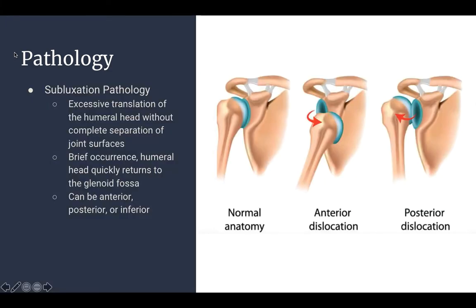Next, we have the subluxation pathology. Subluxations are caused by excessive translation of the humeral head without complete separation of the joint surfaces. As we all know, a subluxation is kind of like a dislocation, except it goes back instead of staying out of place. There are brief occurrences, and the humeral head quickly returns back to the glenoid fossa, and this can occur posteriorly, anteriorly, or inferiorly.